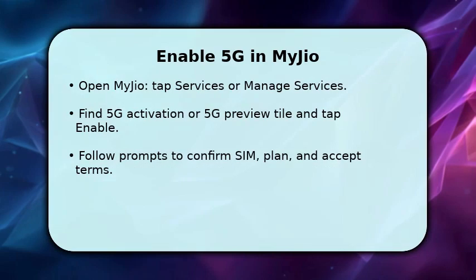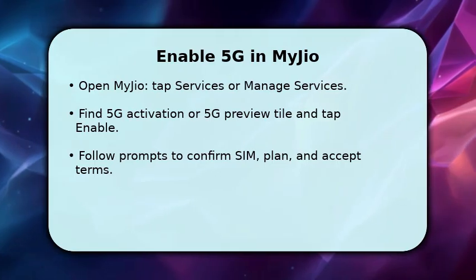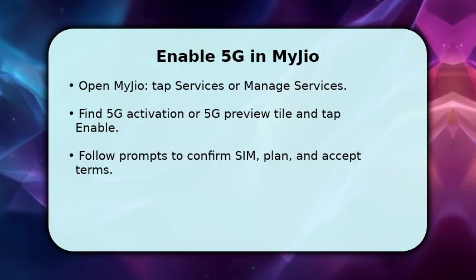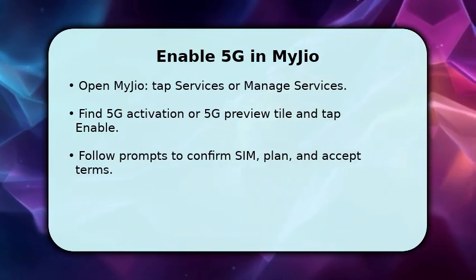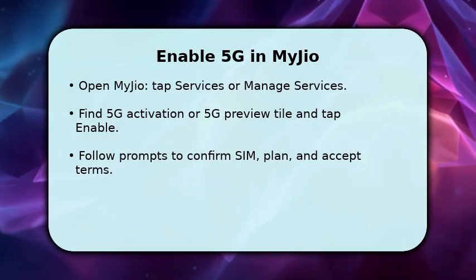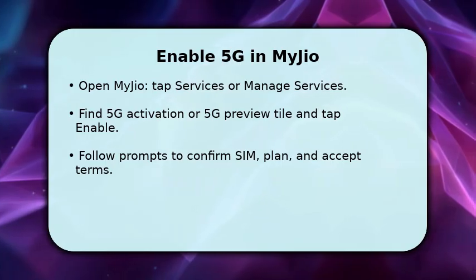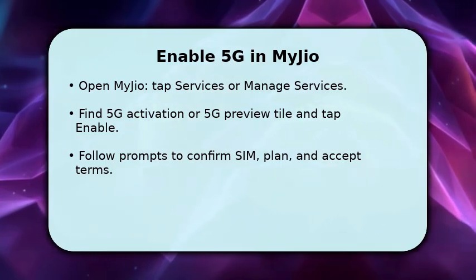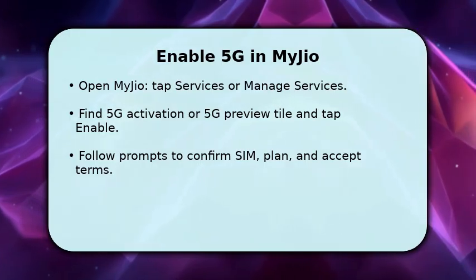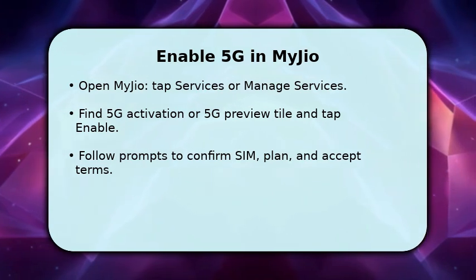Now you'll perform the app-based activation. In My Geo, go to Services or Manage Services and locate the 5G activation or 5G preview tile. Tap it to start. The app checks your SIM and plan automatically. Follow the prompts to confirm your number and accept any terms. If the app asks to schedule activation or requests SIM swap, follow those instructions. Make sure to allow any app permissions. This lets My Geo validate device compatibility and queue the network change with Geo's provisioning system.